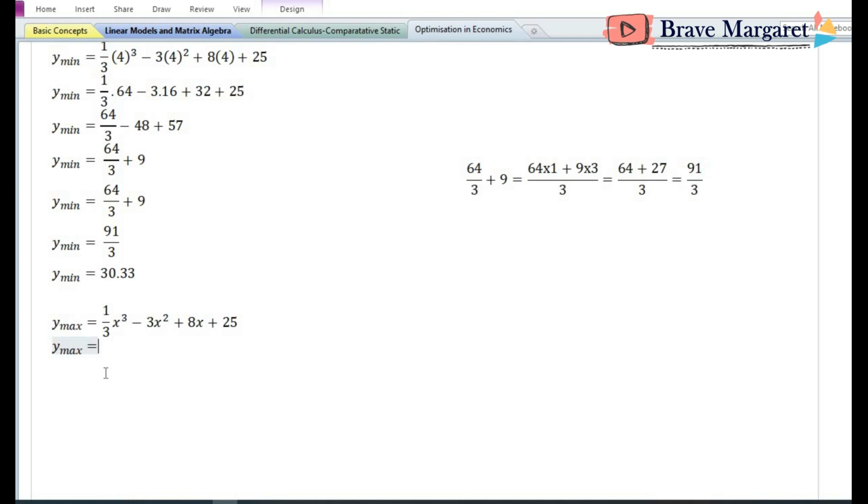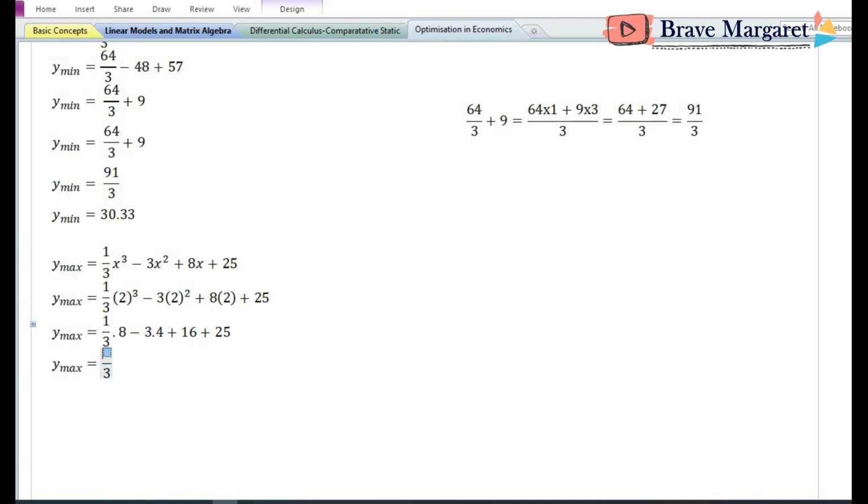By doing so, we have 1 by 3 times 2 to the power 3 minus 3 times 2 to the power 2 plus 8 times 2 plus 25. 1 by 3 times 2 to the power 3 is equal to 8, minus 3 times 2 to the power 2 is equal to 4, plus 8 times 2 equals 16, plus 25. 1 times 8 equals 8, minus 3 times 4 equals 12, plus 16 plus 25 equals 41.